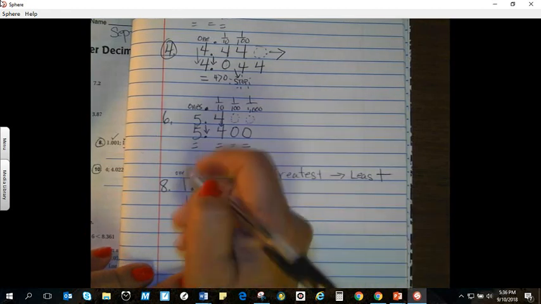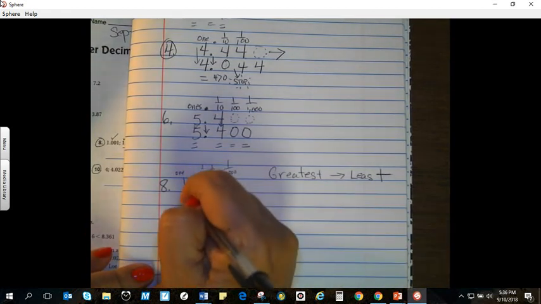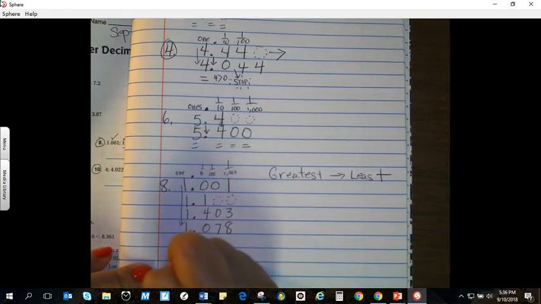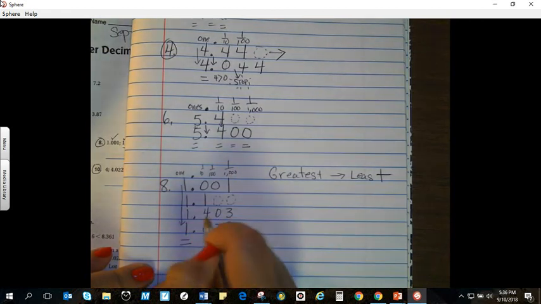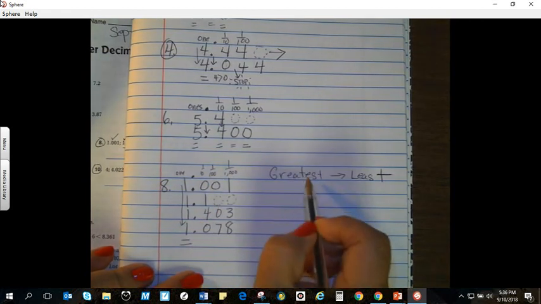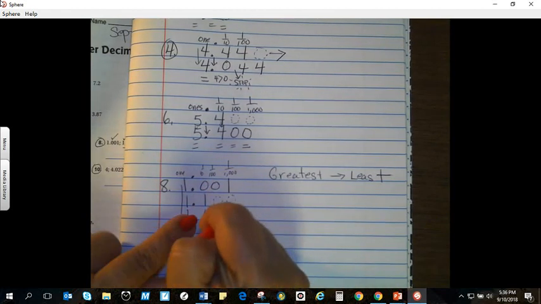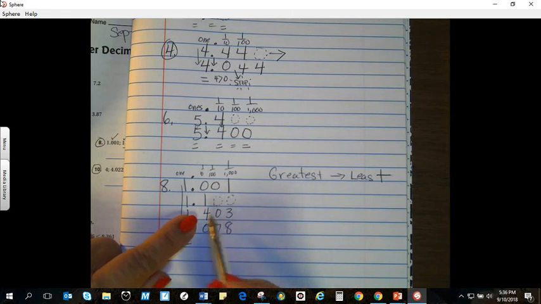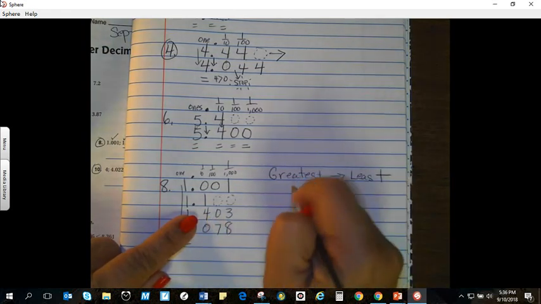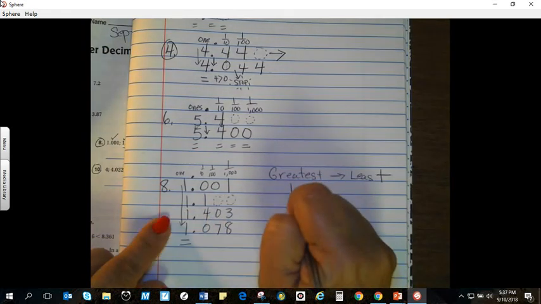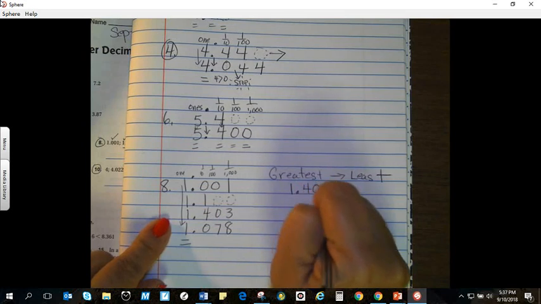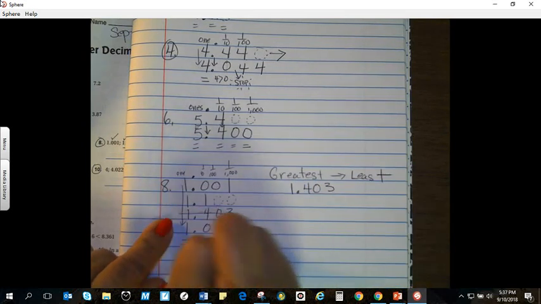Okay, so I'm going to move this over now. All right, so I'm bringing down my ones. I'm looking at my ones. Those are all equal. Okay, my next one, I'm looking for the largest number. So I'm coming to here, and I have a 4, which is going to be my largest number. So I'm going to place this first. 1 and 403 thousandths. I'm done with this one.